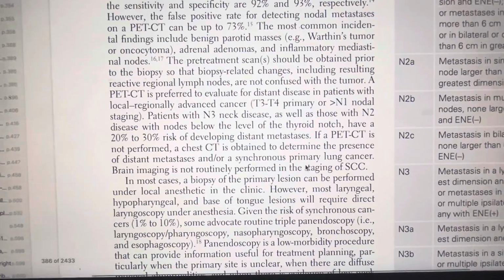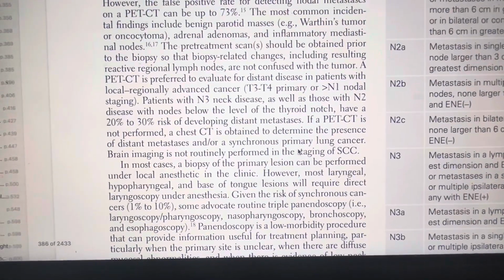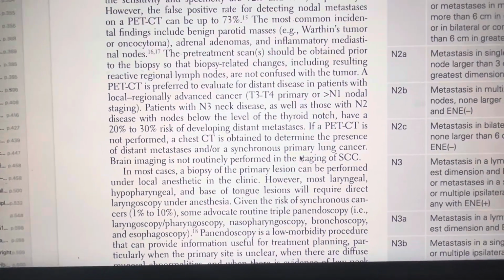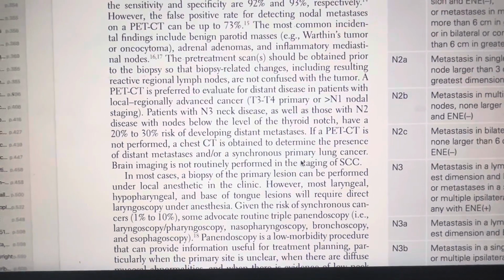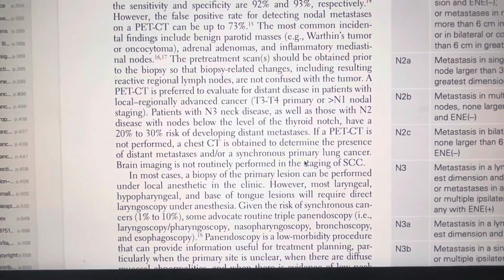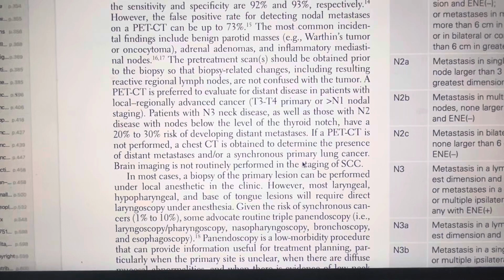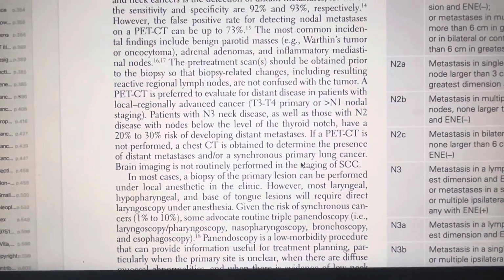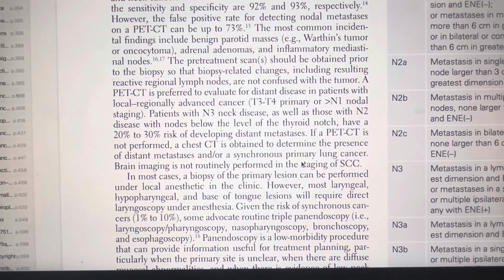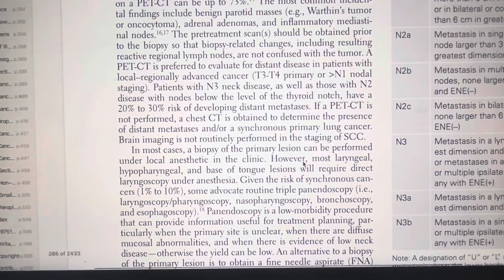And if a PET CT is not performed, a chest CT is obtained to determine the presence of distant metastasis and/or a synchronous primary lung cancer. Brain imaging is not routinely performed in the staging of squamous cell carcinoma.